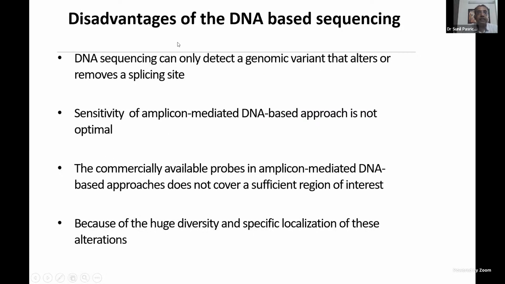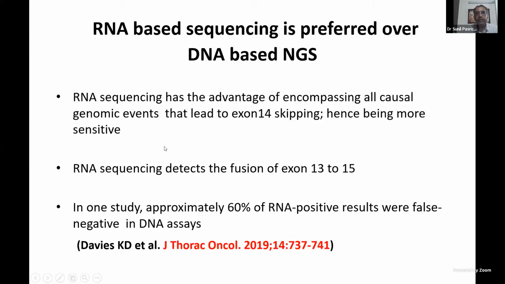But by this time, we have familiarized that there are disadvantages of DNA-based sequencing, because DNA sequencing can only detect a genomic variant that alters or removes a splicing site. The sensitivity of the amplicon-mediated DNA-based approach is not optimal. The commercially available probes in the amplicon-mediated DNA-based approaches do not cover the sufficient region of interest, because for the mutations present in the intronic regions, the commercially available probes do not cover those areas extensively. So there are a lot of chances of missing these mutations, and also because of the huge diversity and specific localization of these alterations, RNA-based sequencing is preferred over DNA-based NGS.